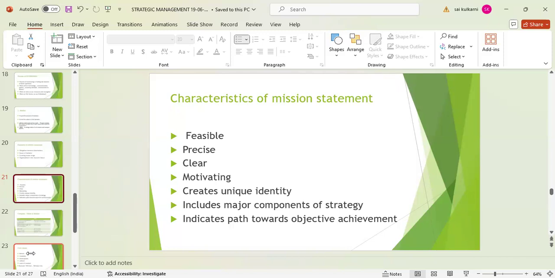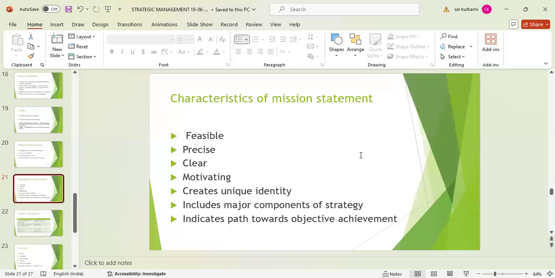Okay. So there are different types of feasibilities. It should be economically feasible. It should be feasible in the market. It should be feasible in the legal framework. So you have to check feasibility in different ways. What you are defining in the mission statement, what you have to do, it should be feasible. The next, precise. It should not be complex. It should be very precise. It should be very clear.